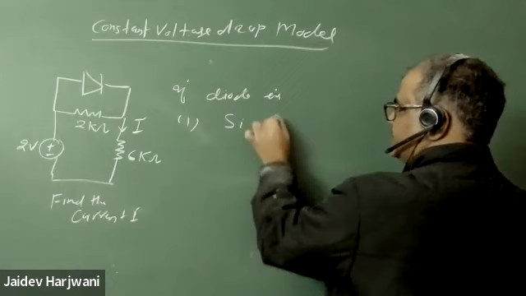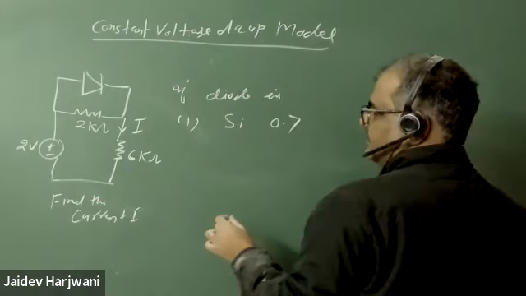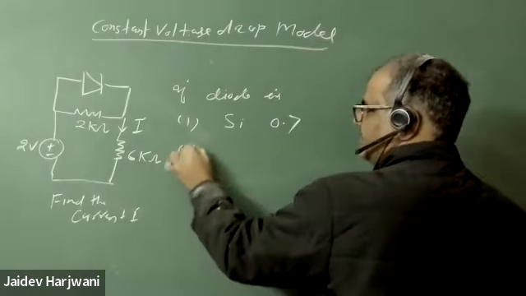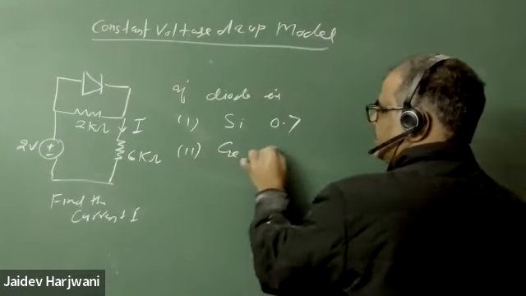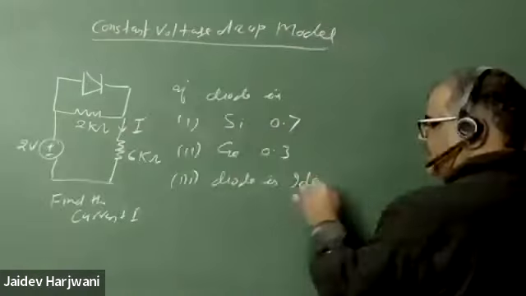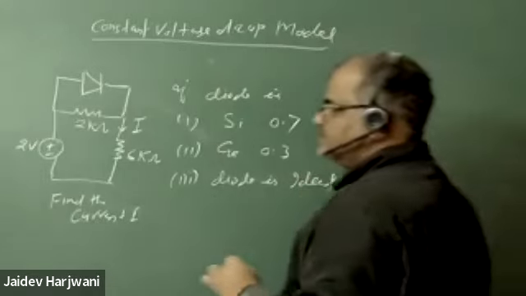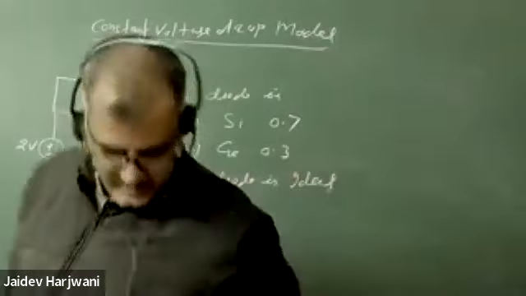Silicon, that is, the voltage drop across it will be 0.7. Second, the diode is germanium, and third, the diode is ideal. In all the three cases you need to find the current.